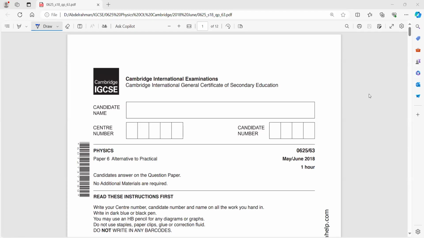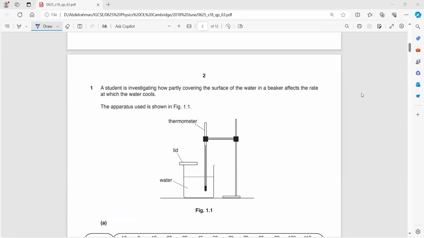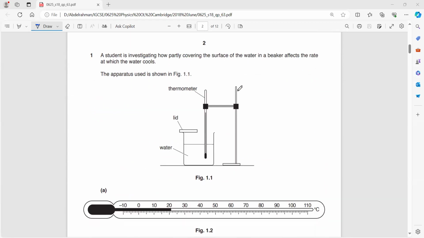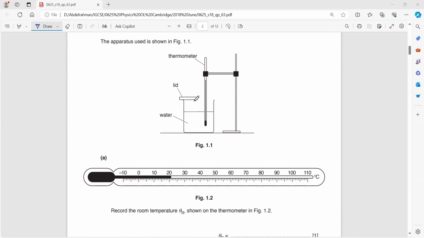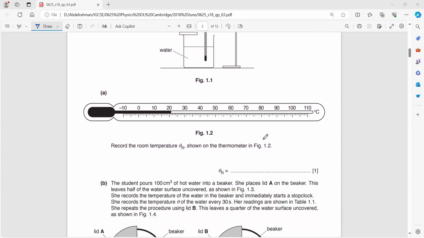Okay. May, June 2018, paper 6, variant 3. Question 1. A student is investigating how a partially covered surface is affecting the temperature. Okay, here I have the lid, but it's not covering the full surface. Right. Record the temperature, the room temperature. What is the room temperature in this case? What is the room temperature here?